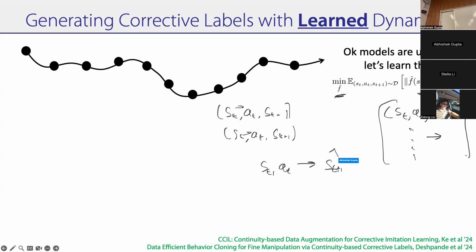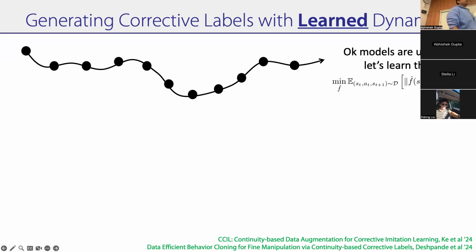We're going to try and learn a model which predicts ST plus 1 as accurately as possible, but just on the data that you use for behavior cloning. So this is going to be an approximate F. We don't know F, but we're going to try and learn our F from the data that we got. It's the same behavior cloning data.